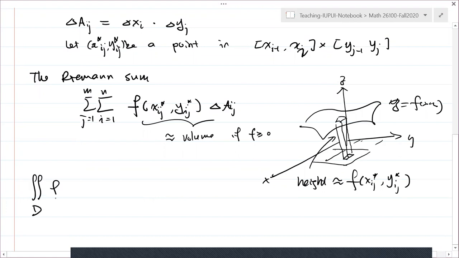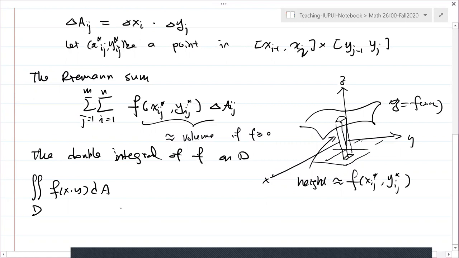The double integral of this function. Okay, this is our notation. The double integral of this function, the integral of f on D, is defined to be this limit, if the limit exists.